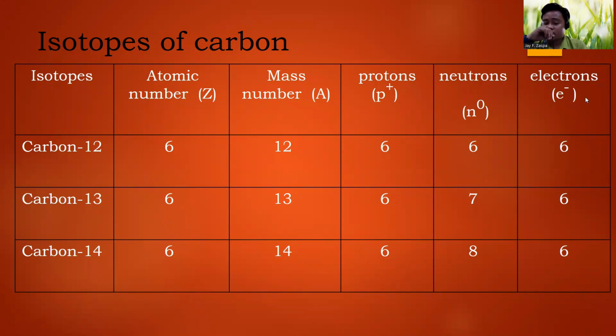Look at the neutrons, it changes also. Mass number minus the atomic number, 12 minus 6, is 6 neutrons. So we have here 6. Look at here: 13 mass number minus the 6 gives 7 neutrons. 14 minus 6, it has 8 neutrons. So that is how you're going to get the neutrons of the isotopes. Okay, let's move to the other ones.